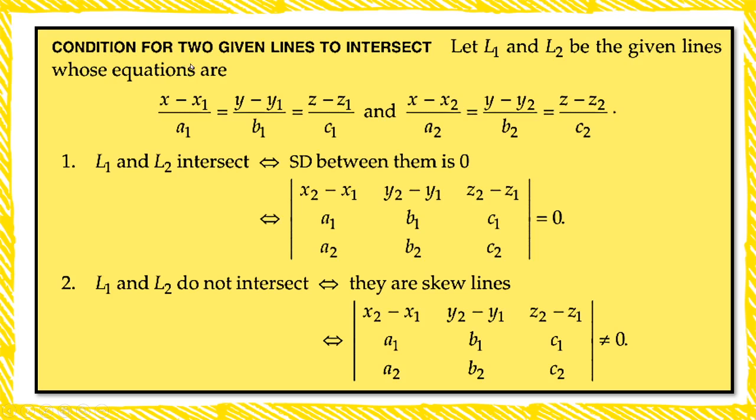And the condition for two given lines to intersect: what is the condition? If L1 and L2 intersect, then definitely the shortest distance will be 0. And if L1 and L2 do not intersect, then what are they? These lines are definitely skew lines.